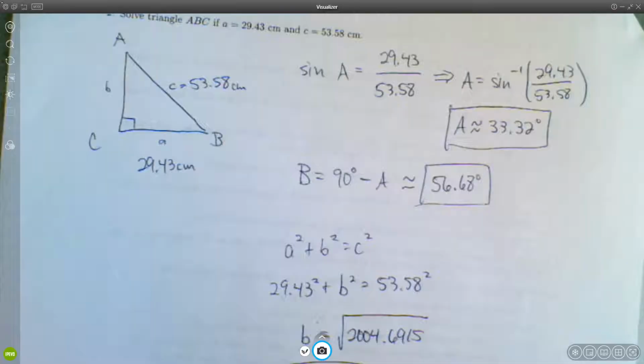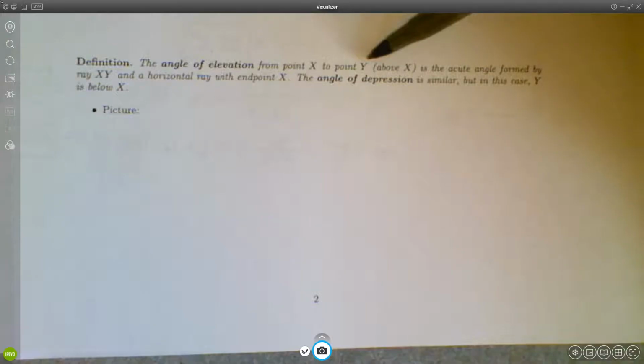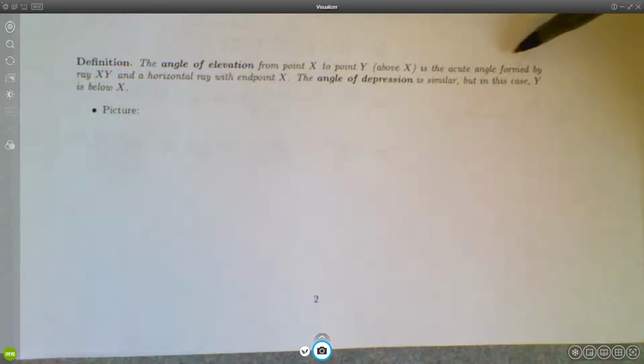Okay, let's look at another concept called the angle of elevation, or the angle of depression. So the angle of elevation from point X to point Y, where Y is above X, is the acute angle formed by the ray XY and a horizontal ray within point X. That's kind of confusing. Let's draw this scenario, right?